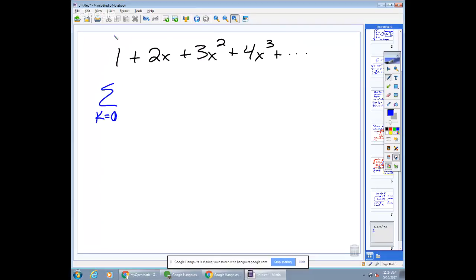All right, so if this is k equals 0, that's k equals 1, 2, 3. Then let's see. What do I have? Well, it looks like my multiple is k plus 1, and my power is k.